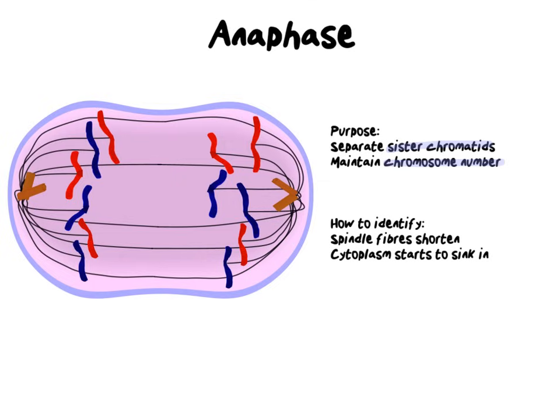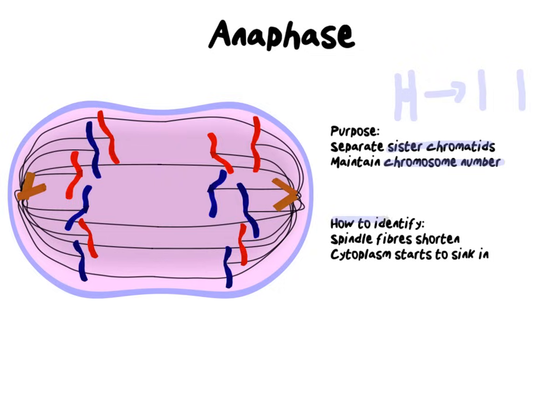If we don't separate the chromatids from each other, which remember, that's when we have our double-stranded structure, if we don't separate it and they don't become two single strands in opposite cells, we are now going to have a cell with too many chromosomes inside of it. So it's really important that we pull them apart correctly.